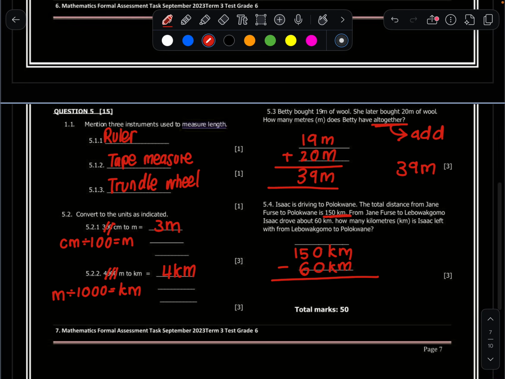And so 0 take away 0 is 0. 5 take away 6 we can't do. So we are going to cancel the 1, make that 15 take away 6, which is 9. So 90 kilometers. That is how much he has got left.